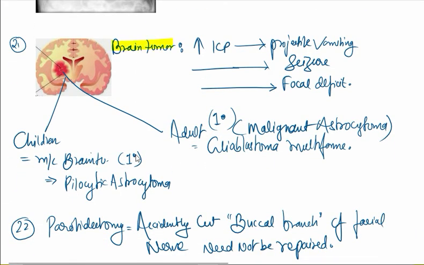Next condition, this is the brain tumor, and a brain tumor will cause increased ICP. So the patient can develop projectile vomiting, seizure and focal deficit, but speech disorder is not a symptom of this brain tumor. Okay, in children versus adults, the most common primary brain tumor in children is pilocytic astrocytoma. In adults, the primary brain tumor is malignant astrocytoma, also known as glioblastoma multiforme.